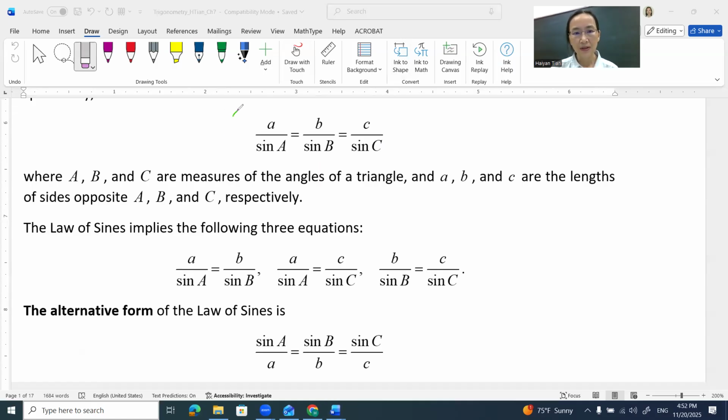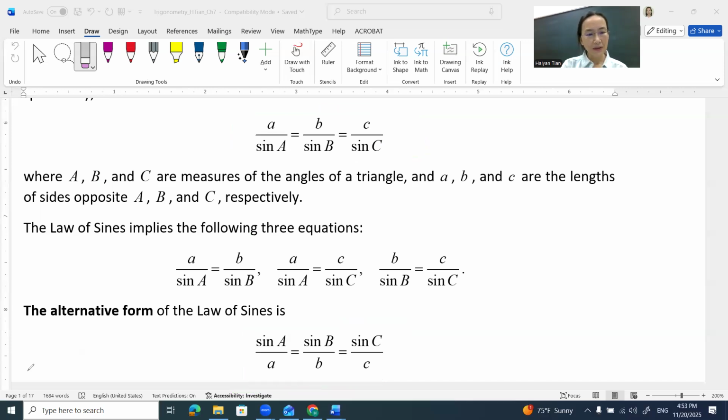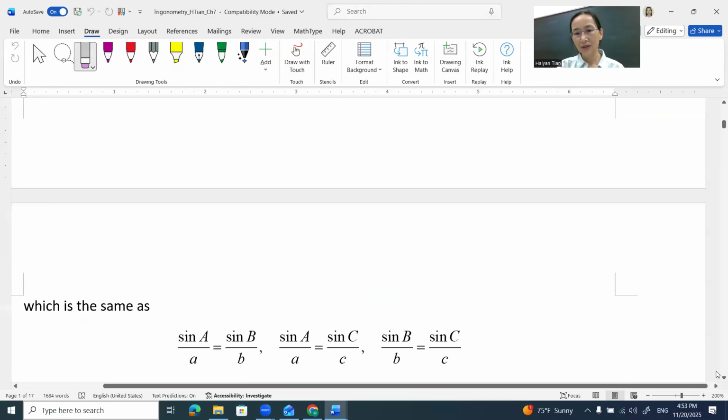That is one way to express the law of sines. After you flip the numerators and denominators, that's the alternative way to show the law of sines. No matter which way, these two are equivalent, so you can choose based on the situation. You choose whatever format is the most convenient for you.